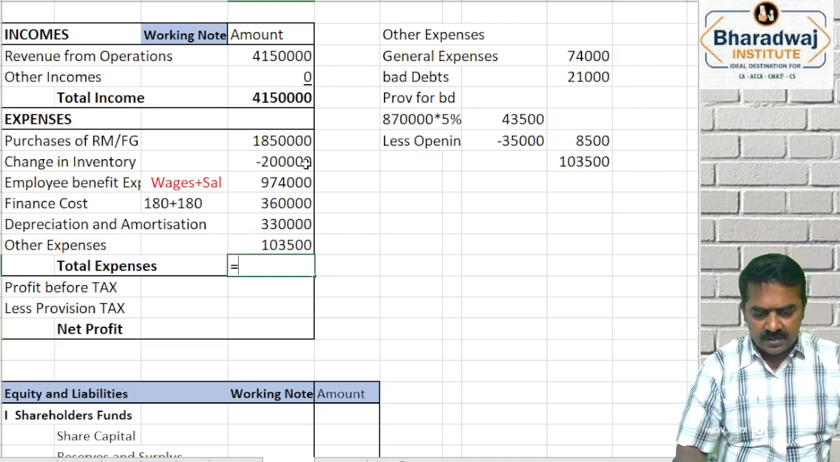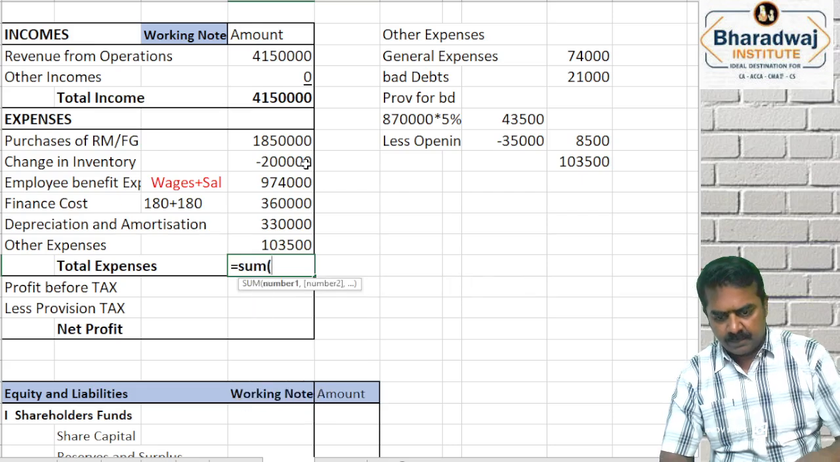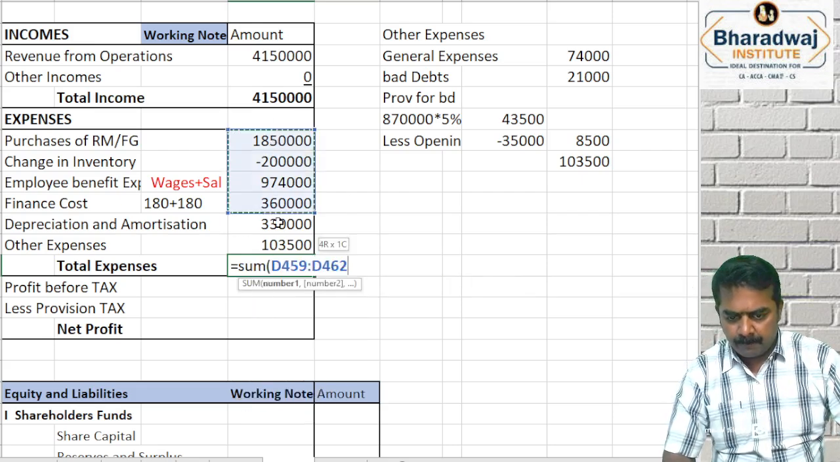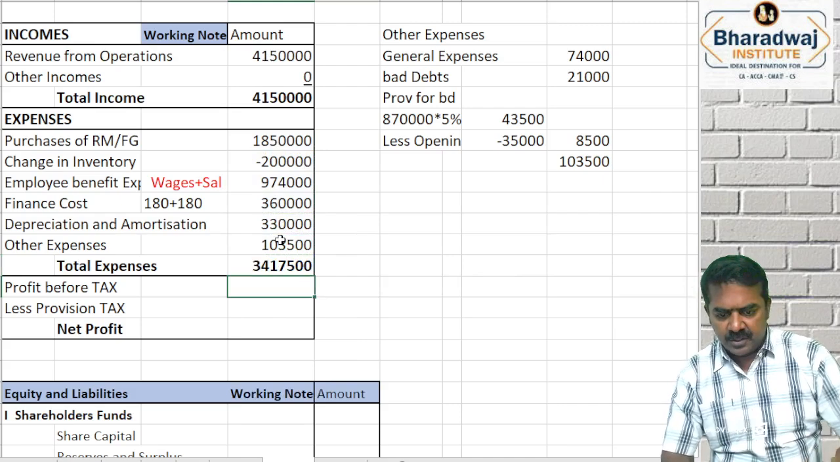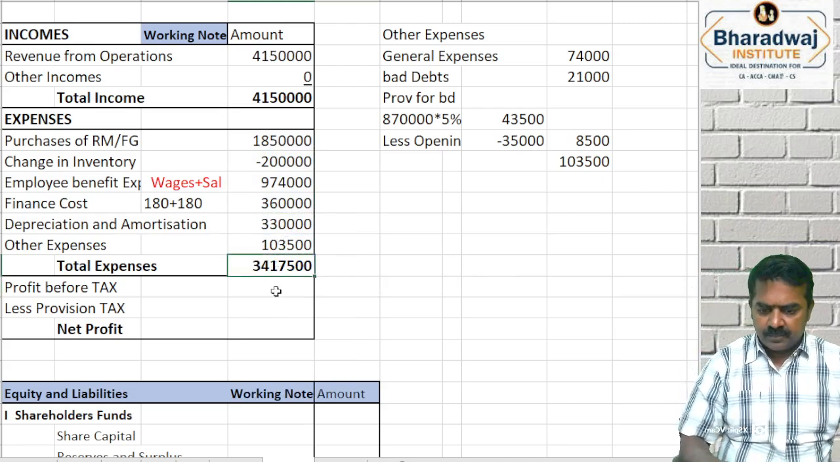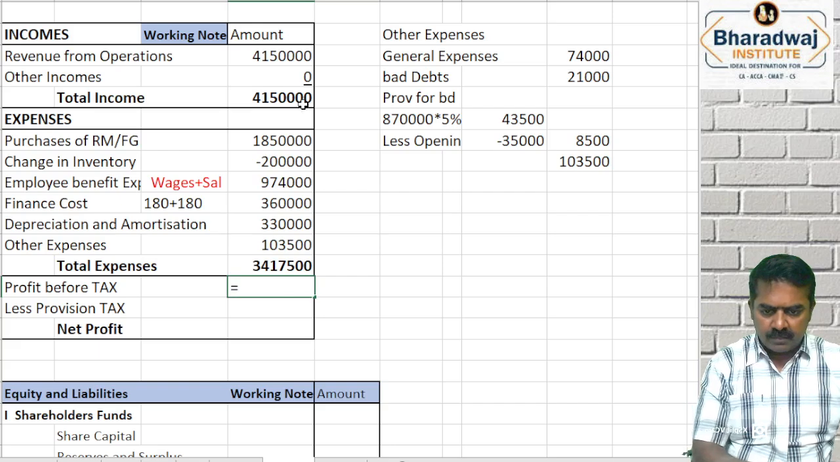Total of expenses. Is there any provision for tax given? 35%, sir.